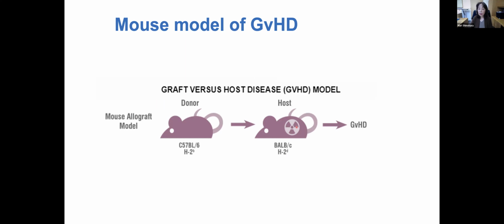So first, the host is irradiated, and then we transfer donor cells to the host. This is the big picture. This is an allograft model, so we are going to use C57 Black 6. I'm just going to call them B6 or Black 6 mice. We take cells from those Black 6 mice and transfer them to BALB/c recipients. And because of the allograft model, GvHD will develop because of the haplotype mismatch.